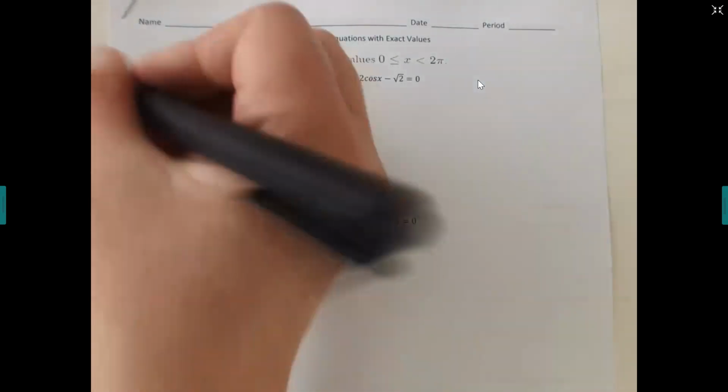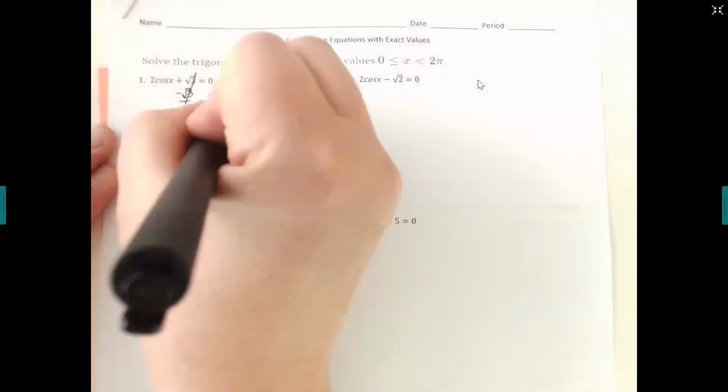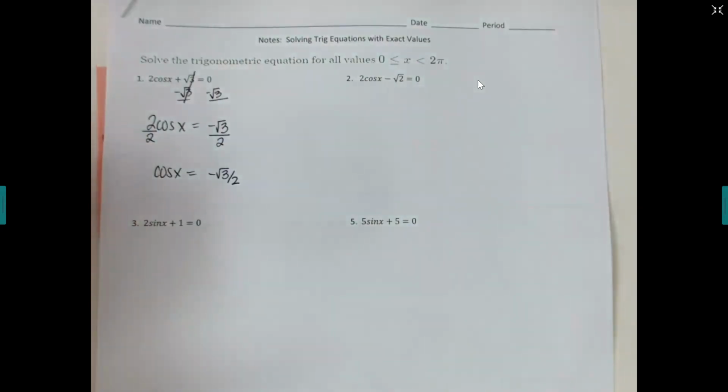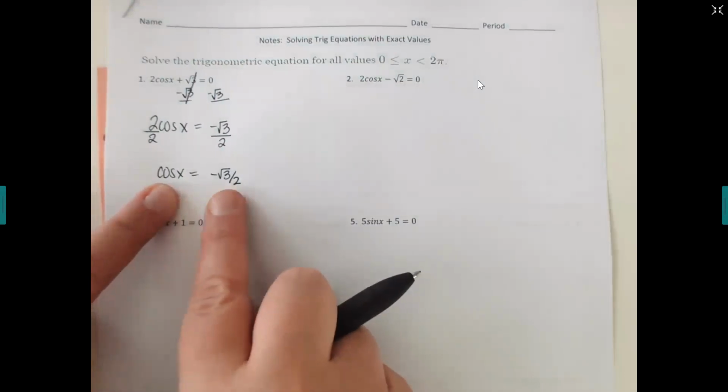Okay, from here, we want to get that x alone. There's a 2 in the front. How do I get rid of a 2 in the front? Divide is correct. So now I have cosine x equals negative √3/2. Here's where your circle comes in. Cosine x is the x value on the circle, right? And I want it to equal this number.